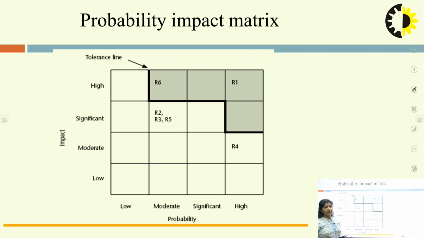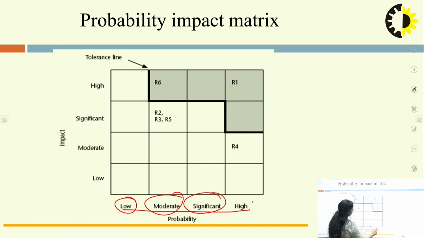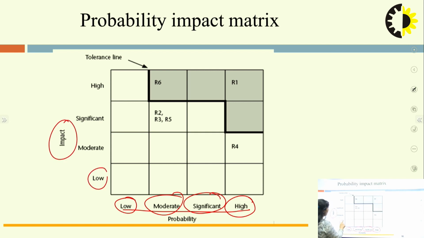Now this is a probability impact matrix. So we have a tolerance line and the impact. On the x-axis, we have the probabilities, like we have discussed just now: low, moderate, significant and high. Similarly, on the y-axis, we have the impact. Again, this impact will be the same: low, moderate, significant and high.